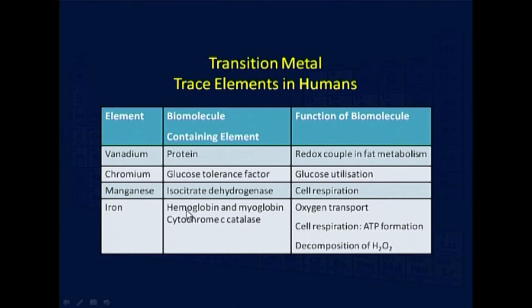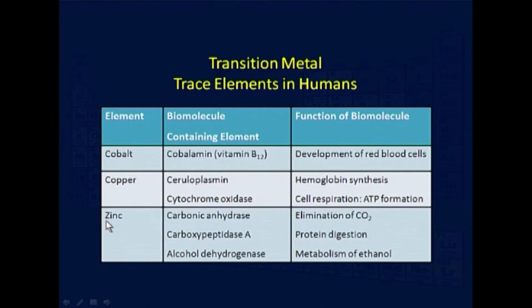Iron, as I just now told, is a part of hemoglobin and myoglobin, and it functions in oxygen transport, and the cell respiratory system is governed by these particular proteins. Apart from iron, cobalt, copper and zinc are also equally important as far as biological functions are concerned. Copper is a part of a protein called ceruloplasmin, which helps in hemoglobin synthesis within the body.